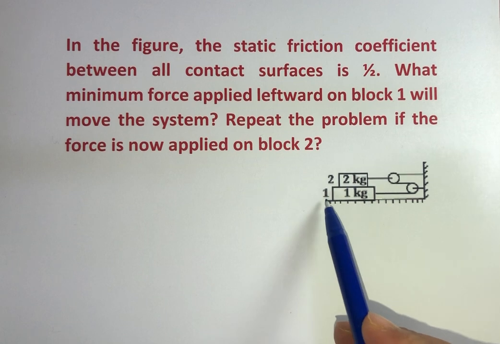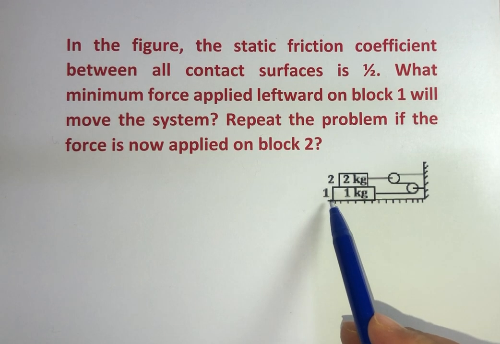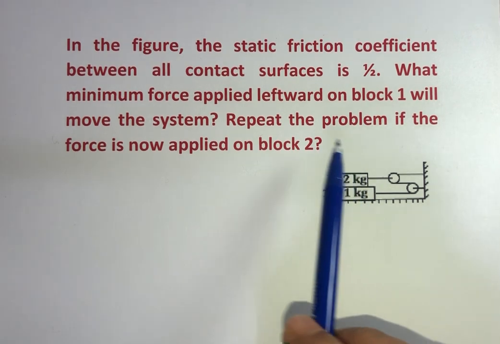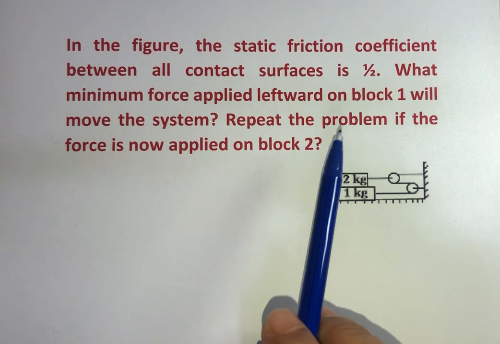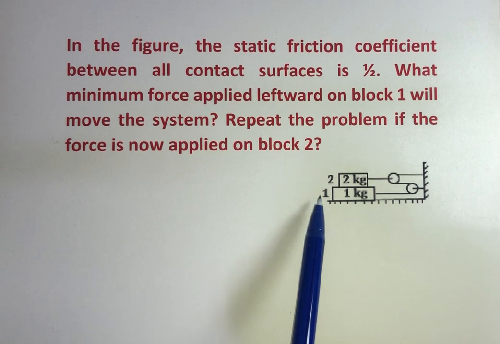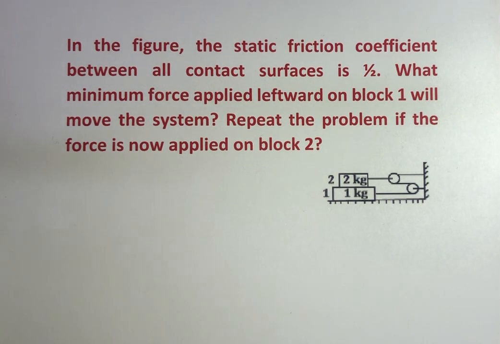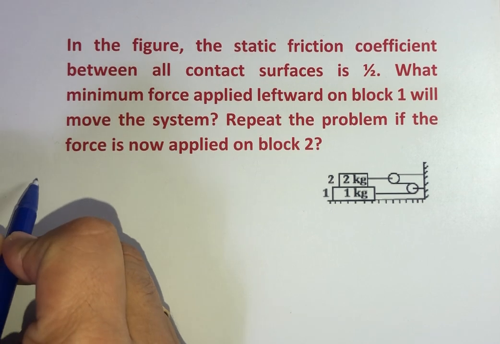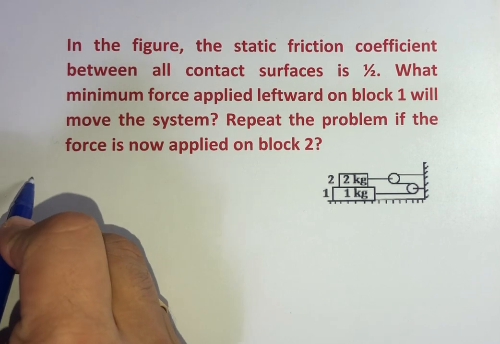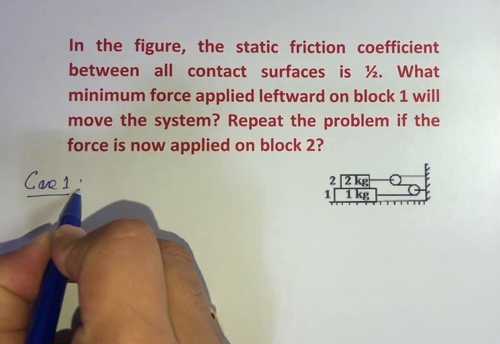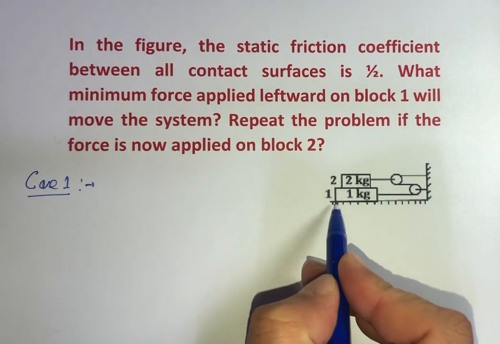So these are two blocks, block 1 and block 2. Block 1 has a weight of 1 kg and block 2 has a weight of 2 kg. First of all, we are going to find the minimum force when the force is applied on block 1, and then we are going to repeat the same thing when the force is applied on block 2. So let us divide this into two cases. Let us consider case 1. Force is being applied on block 1.